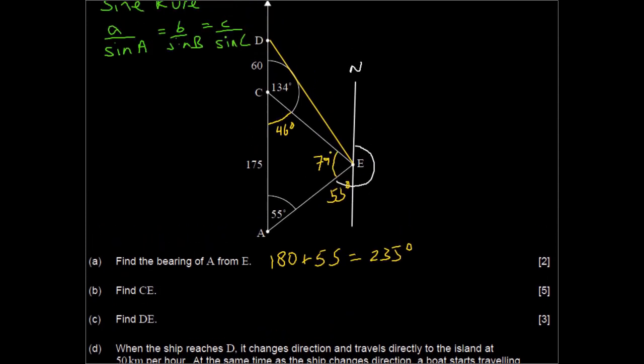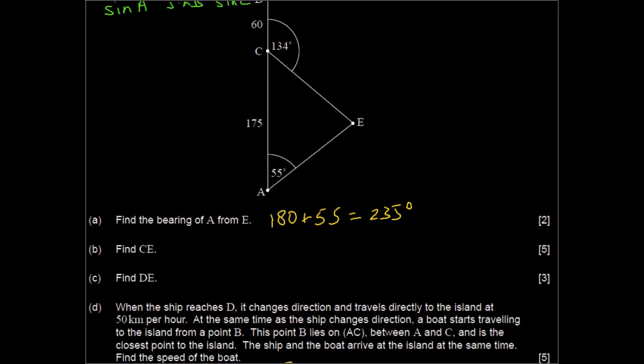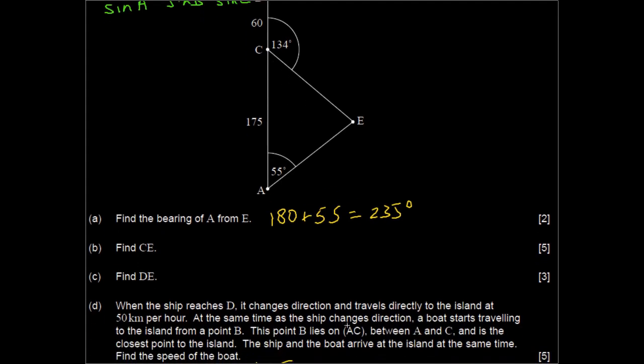Alright, so if we come back to the diagram here, let me just rub out some of this other stuff, don't get confused. If we consider the point B, it says point B lies on AC between A and C and is the closest point to the island. So point B is going to have to be across here where this is a right angle. So point B is going to be just here. Because it's got to be the closest point to the island, that means this is going to be perpendicular, so that's 90 degrees there.